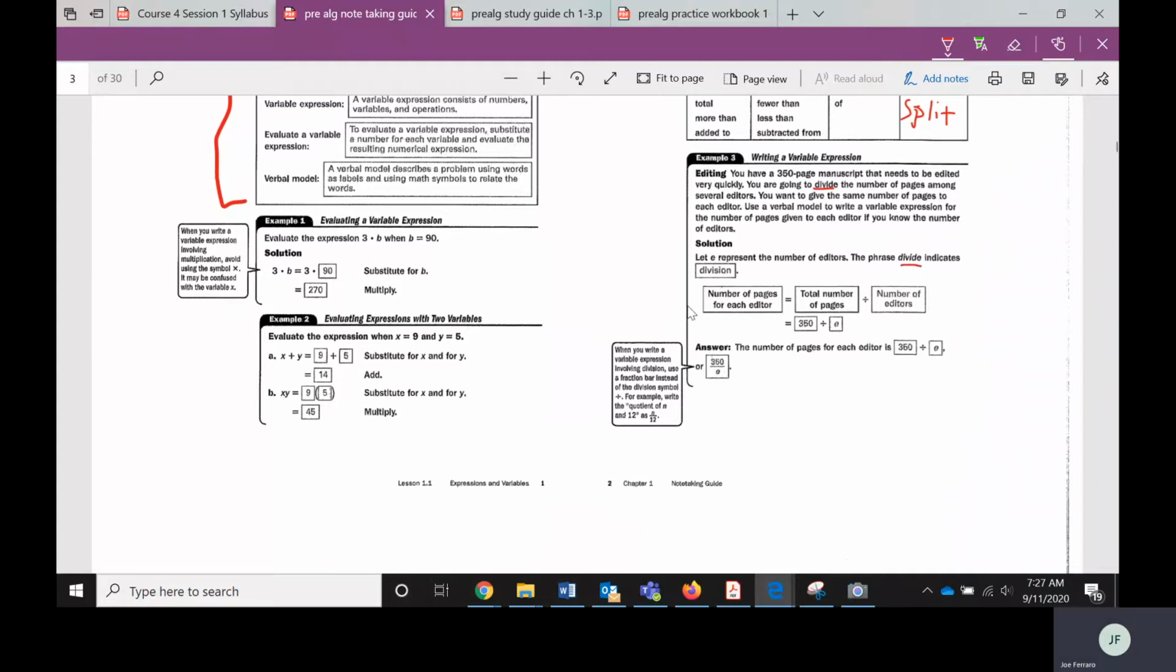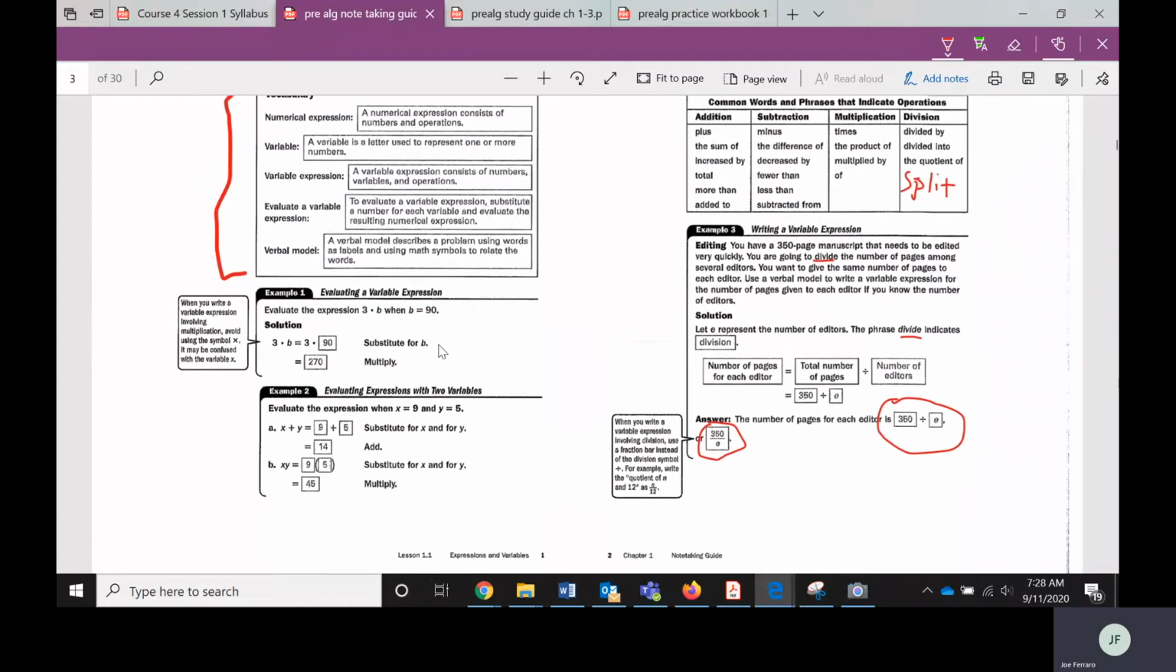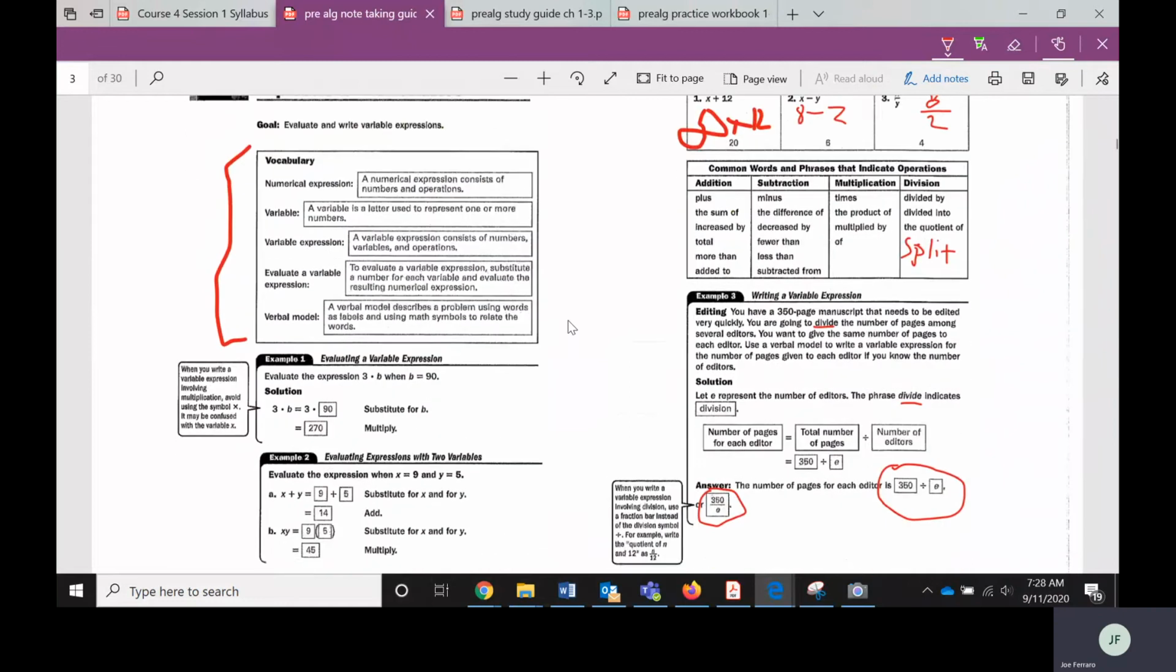So the number of pages each editor gets is going to equal the total number of pages. That's what we call a constant. That's going to be there, 350. And we're going to divide that by the number of editors. So for our expression, there are 2 ways you can write it. You can write it 350 divided by E, like that. Or this is also 350 divided by E when you make a fraction. A lot of times in algebra, you're going to see it that way. Okay. That's basically the main part of the lesson.